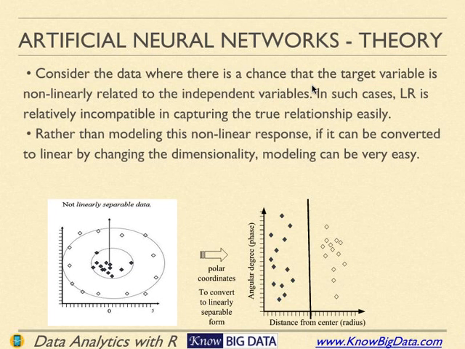And this is where neural networks really work. Consider data where there is a chance that the target variable is non-linearly related to the independent variables. In such cases, LR is relatively incompatible and incapable of capturing the true relationships. Rather than modeling this non-linear response, if it can be converted to linear by changing dimensionality, modeling can be very easy. All right.